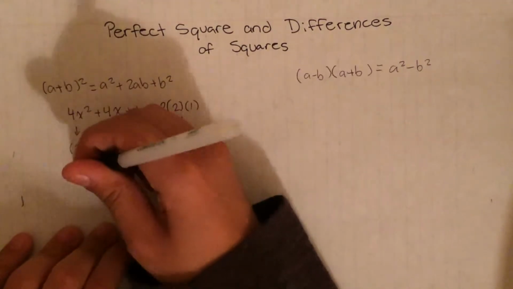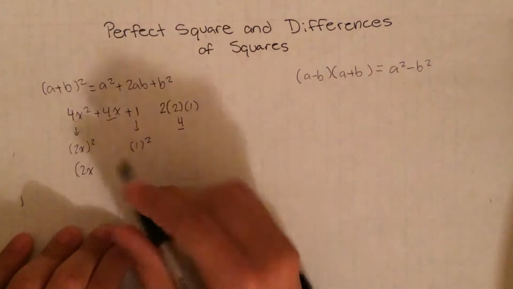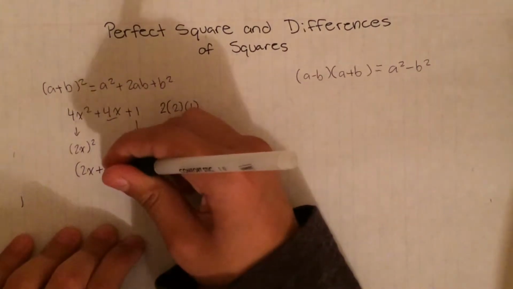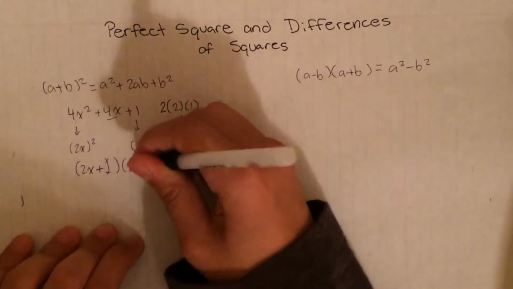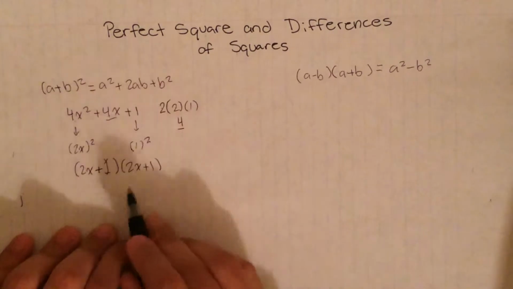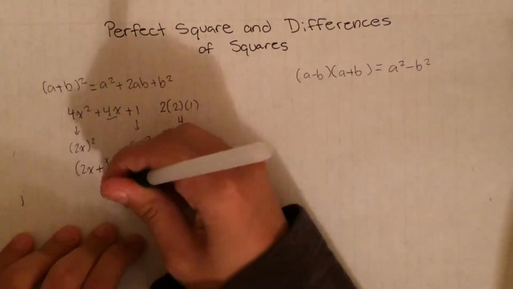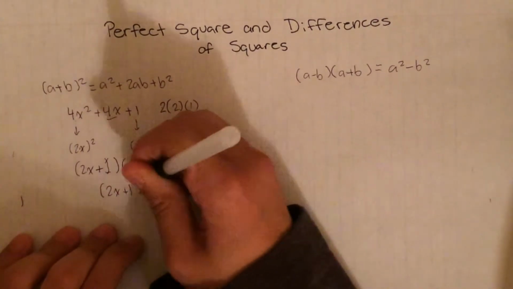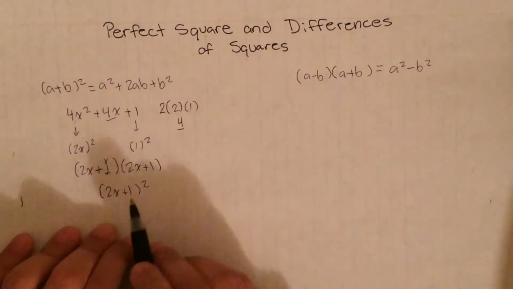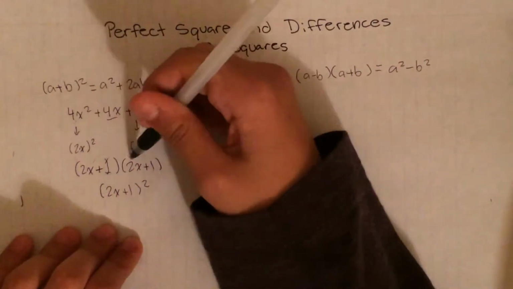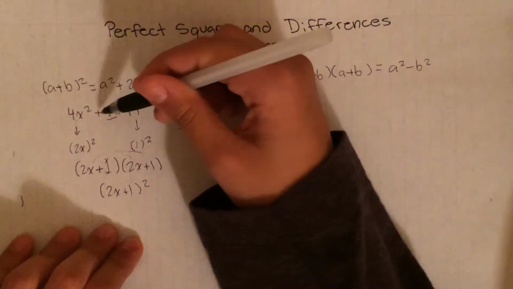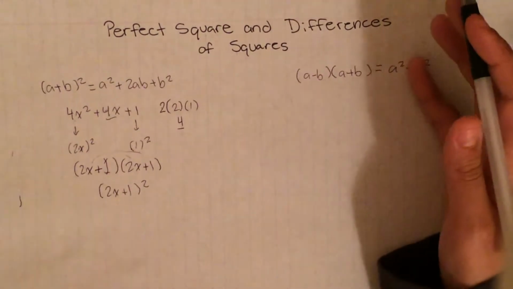So now you're going to plug it in. So it's going to be 2x plus 1. Sorry about that, 2x plus 1. And then that's it. That's your answer. And then you could also write 2x plus 1 squared due to them being the same, and you're squaring it. And this is it. That's how you do perfect square. If you want to check if your answer is correct, you could just expand and then get the same answer you got up here to see if it's correct.